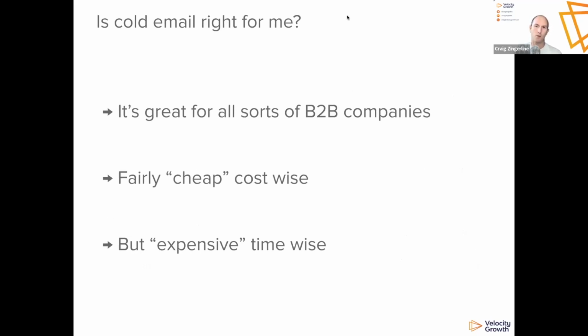So ask yourself, is cold email right for me? All sorts of B2B companies primarily could benefit from cold outreach. If you've got a very low cost B2B offering, you may not be able to, in a cost-effective manner, leverage cold outreach as a channel. So there are some cost constraints you have to consider when thinking about B2B, just like you would with any other channel.